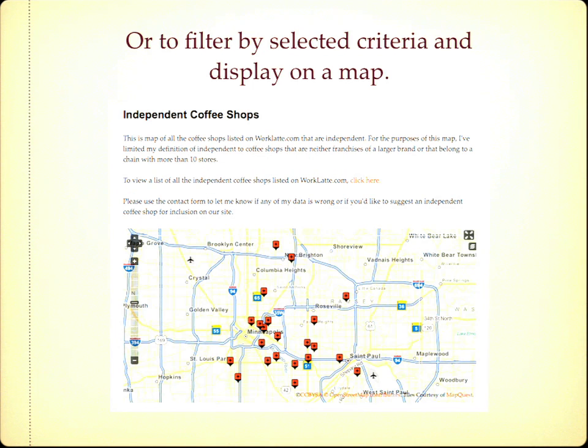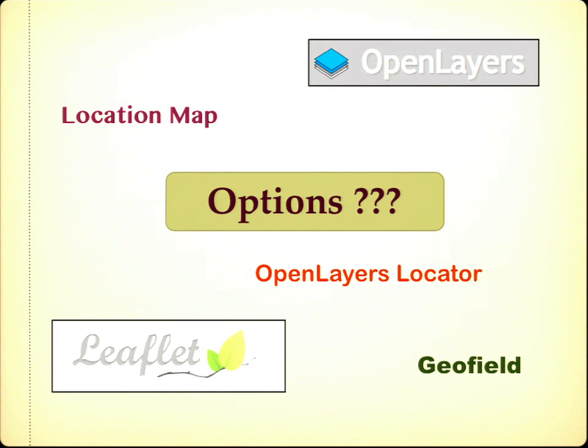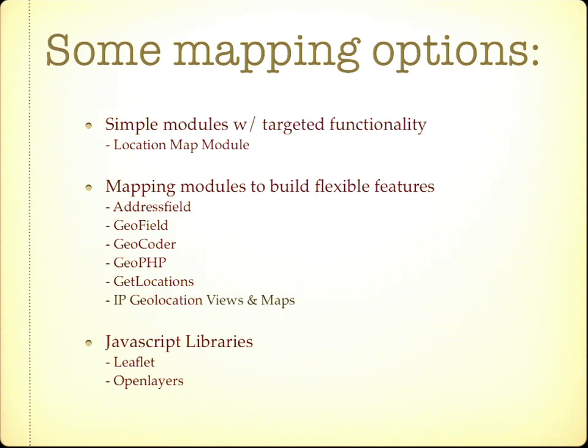We also wanted to be able to filter by different categories, how they were rated for quality and other things. As I dug into doing mapping, I found that there was a real wide variety. Openlayers, Leaflet, some basic ones like the location map, just a lot of different options. So I've grouped them into a few general categories of the kinds of modules available, which are the ones we're going to be talking about today.